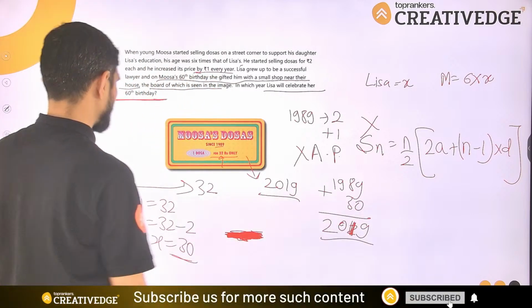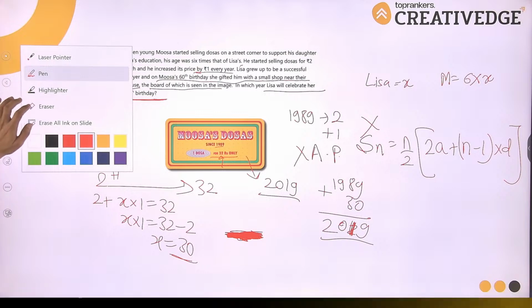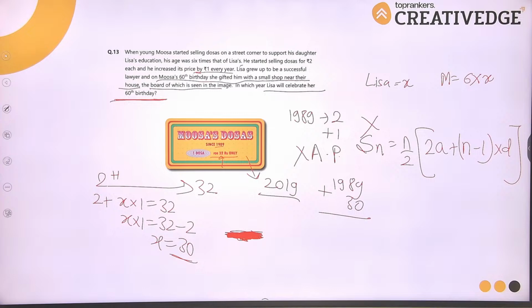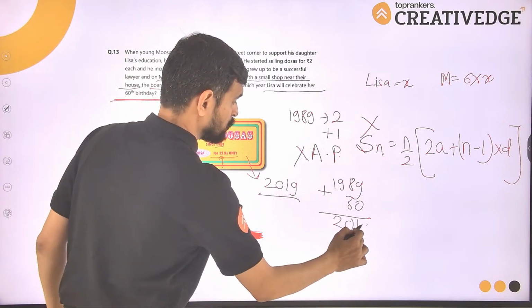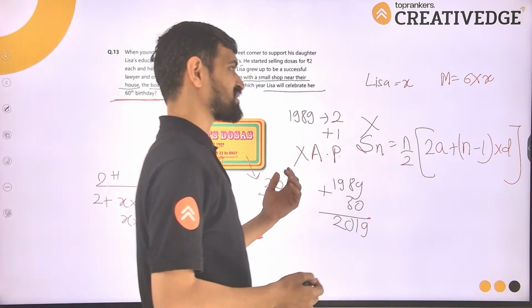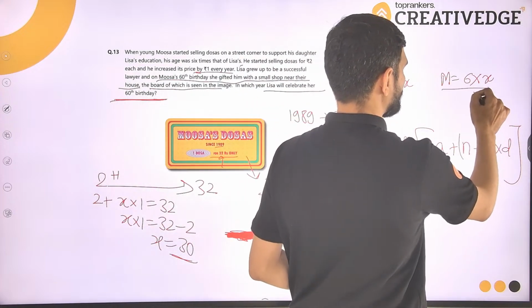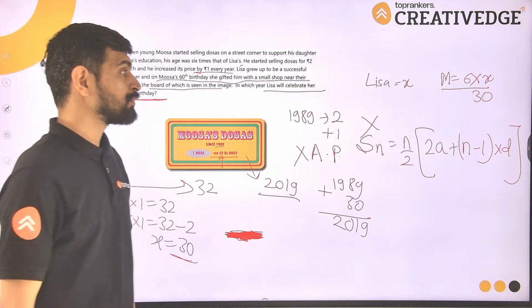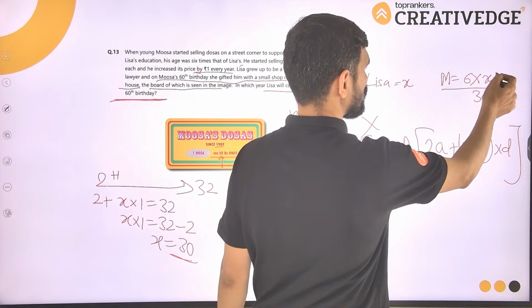So this year will become 2019. So based on that, in 2019 Musa's age was 60 years, right? So Musa started in 1989. At that time, Musa's age was 30 years. Fine. So 30 is 6 times of 5.